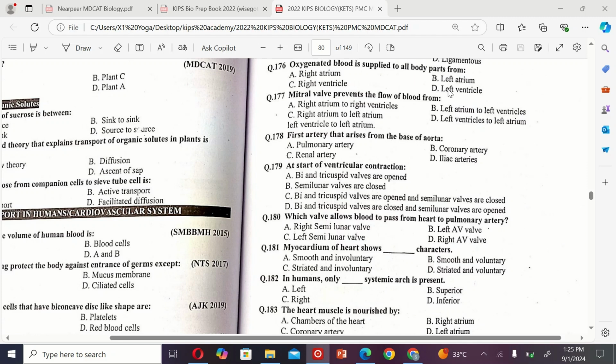The next MCQ says: oxygenated blood is supplied to all body parts from A. Right atrium, B. Left atrium, C. Right ventricle, and D. Left ventricle. So the correct option is D. Left ventricle.